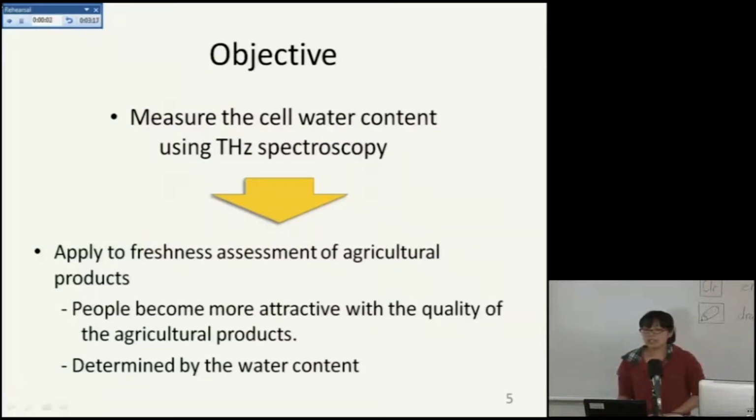Next, I want to discuss my research objective. Now I am trying to measure the plant cell water content using terahertz spectroscopy. And for the future, I am considering that I could apply this to freshness assessment of agricultural products, because the freshness of the food and the water content have a big relationship with each other.